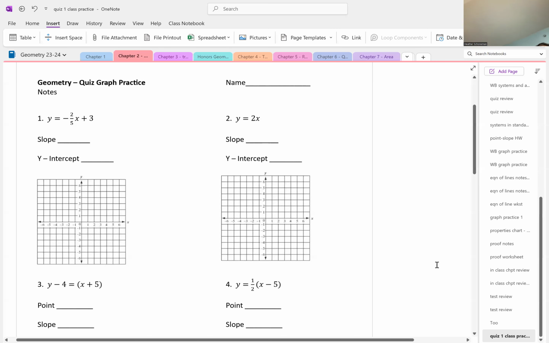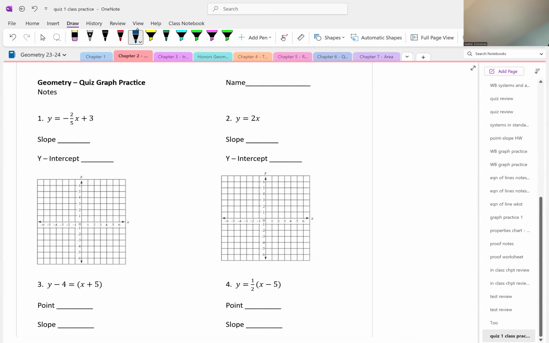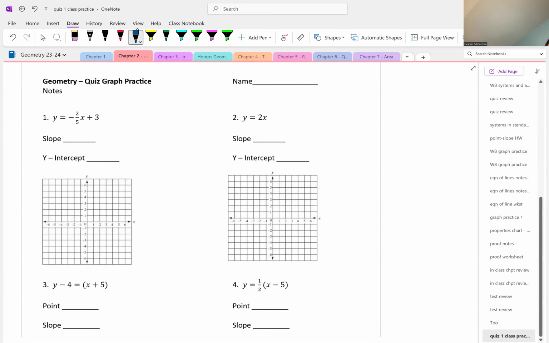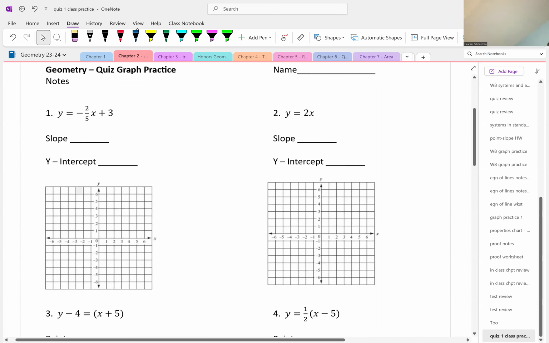Okay, this video is practicing our graphing so that you are prepared for your quiz. There's three forms that we can graph from: slope intercept, point slope, and standard. So these first two graphs are in slope intercept form. We know that because they say y equals, there's no parentheses. These are all signs of slope intercept form.